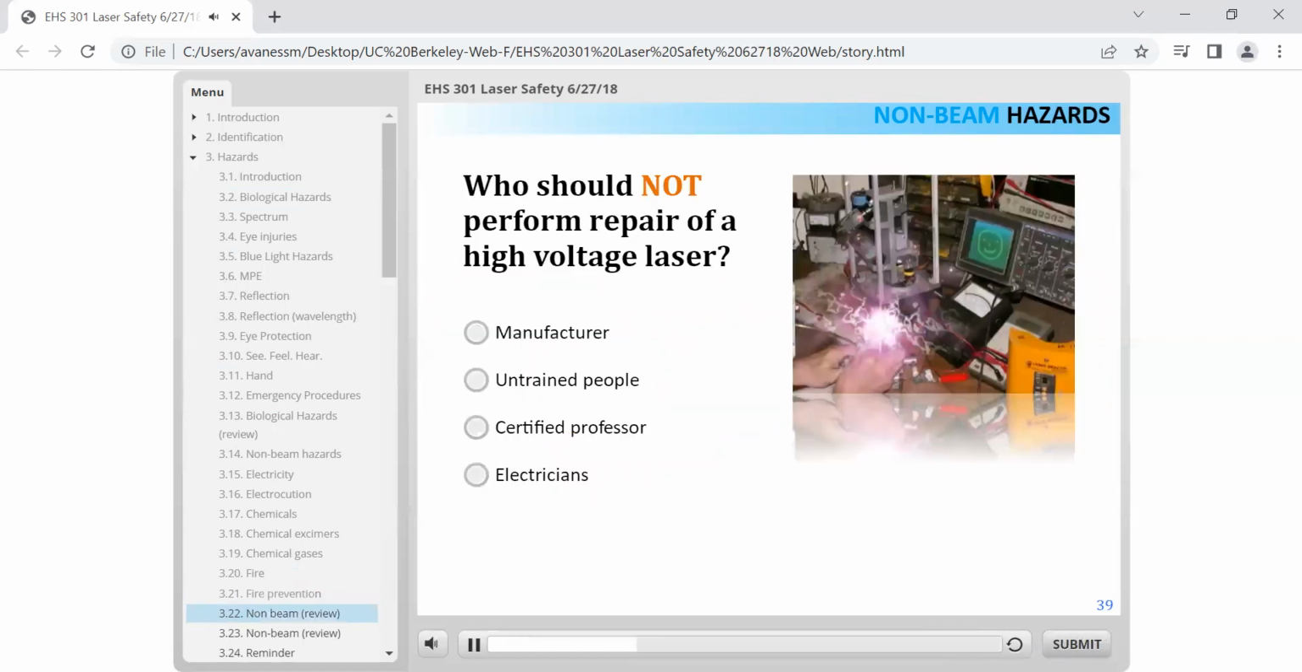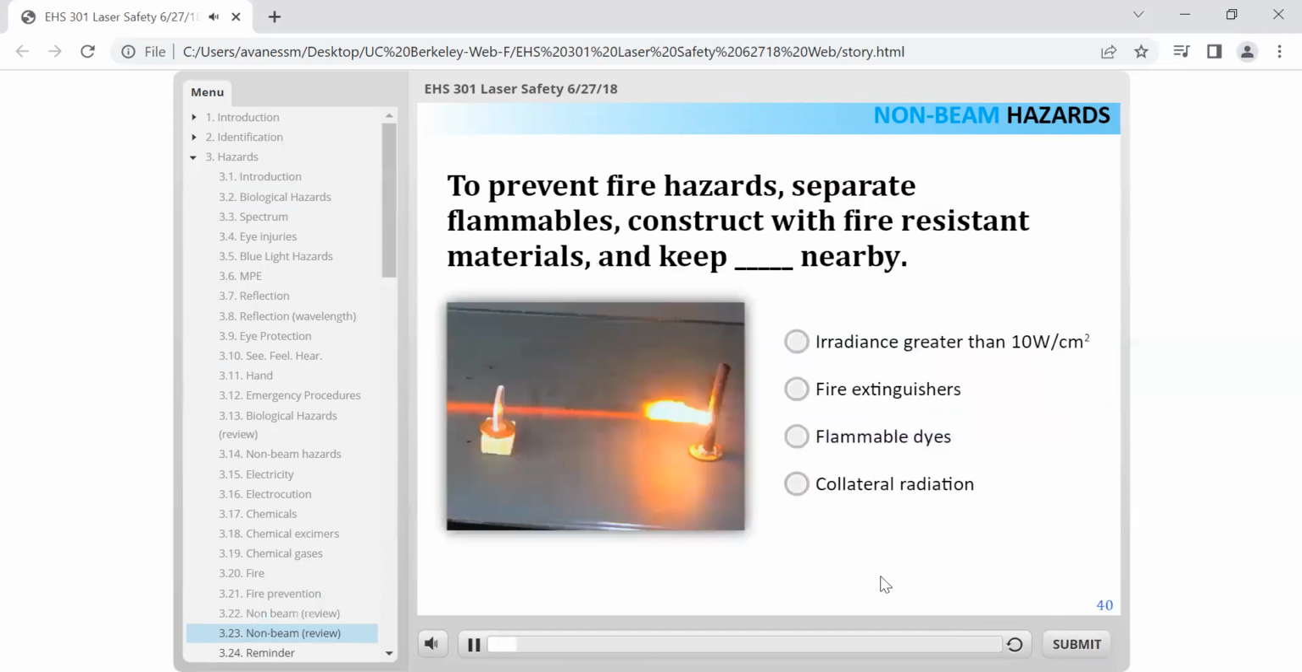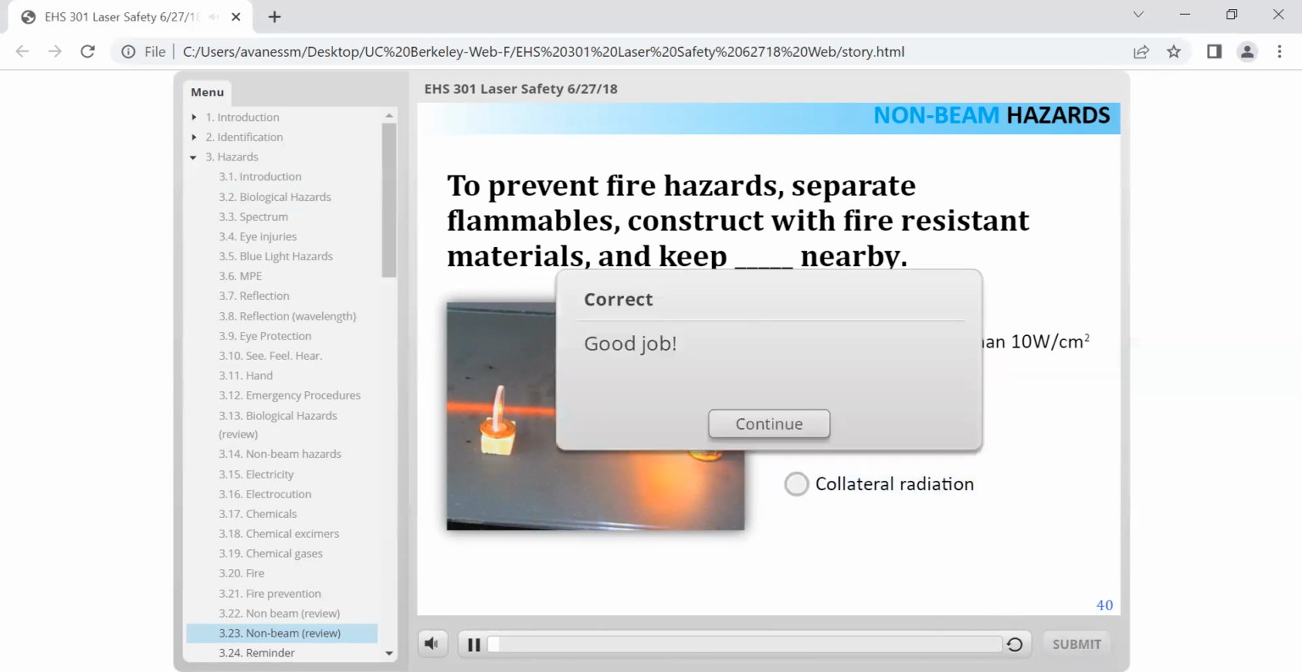Let's review. Who should not perform repair of a high-voltage laser? That is correct. To prevent fire hazards, separate flammables, construct with fire-resistant materials, and keep water nearby. That is correct.